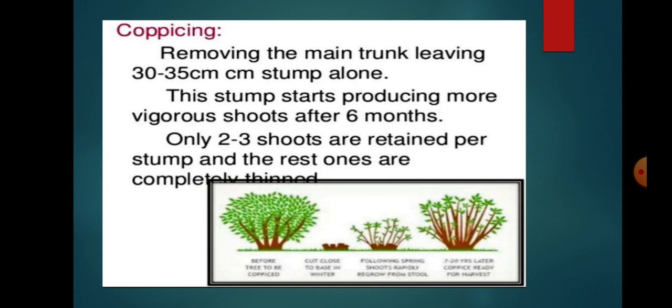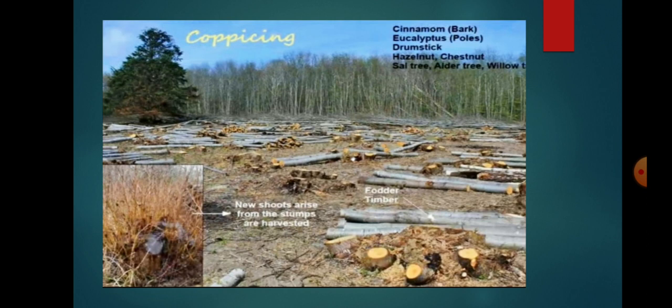Coppicing is mainly done in two crops that you must remember: cinnamon, where the bark is used, and drumstick, a very important tropical vegetable. Coppicing is also followed in eucalyptus, hazelnut, chestnut, willow and some other trees. Cinnamon and drumstick are very important horticultural crops where coppicing is followed.